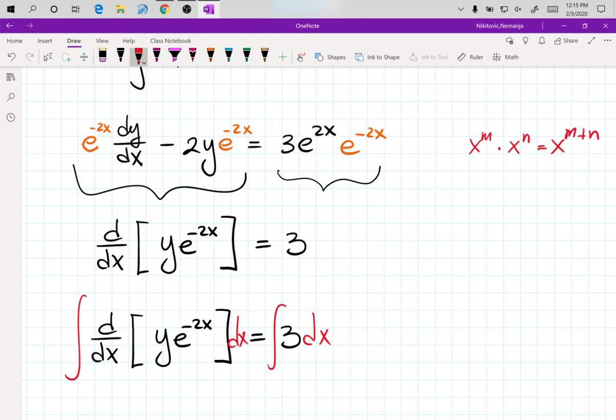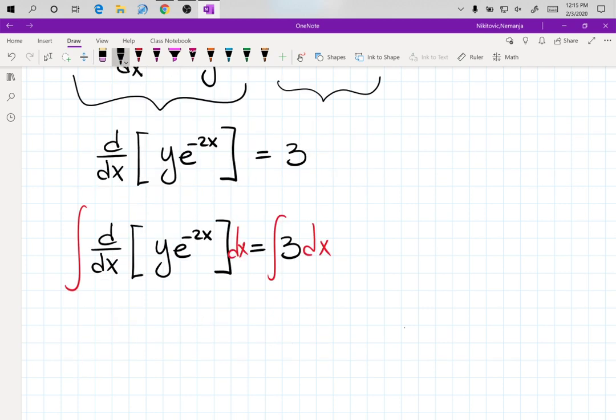We know by the fundamental theorem of calculus that the derivative and integral on the left cancel, leaving me with y times e to the negative 2x. And on the right-hand side, I get 3x plus some constant c. Are we all bueno with this? The fundamental theorem of calculus cancels the integral and derivative on the left, leaving just the product. On the right-hand side, the integral of 3 is 3x.